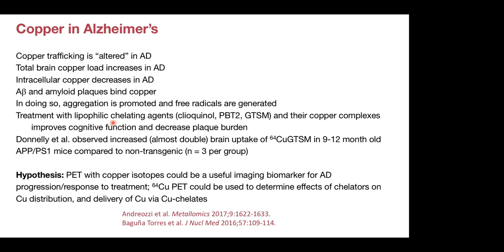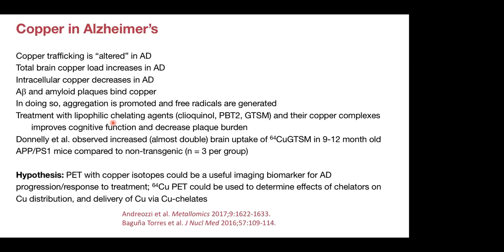In vitro, it's known for sure, though, that amyloid beta and amyloid plaques can bind copper. And when they do, aggregation of the amyloid beta is promoted and free radicals are generated. We also have data to indicate, both preclinically and clinically, that treatment with lipophilic chelating agents like clioquinol, PBT2, and GTSM, and confusingly their copper complexes, can improve cognitive function and decrease plaque burden.